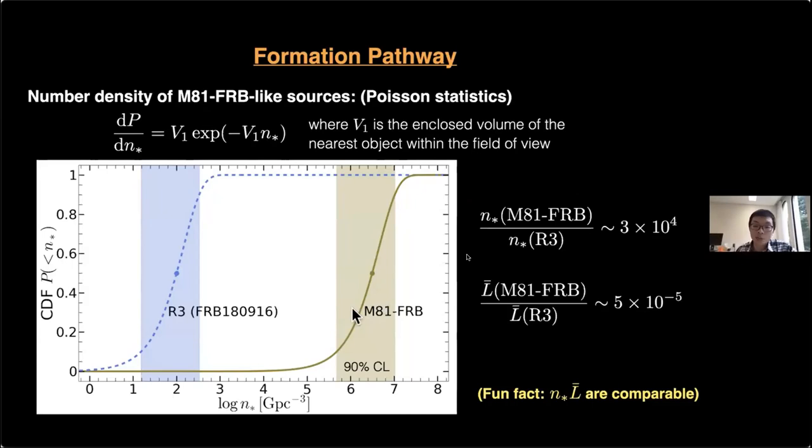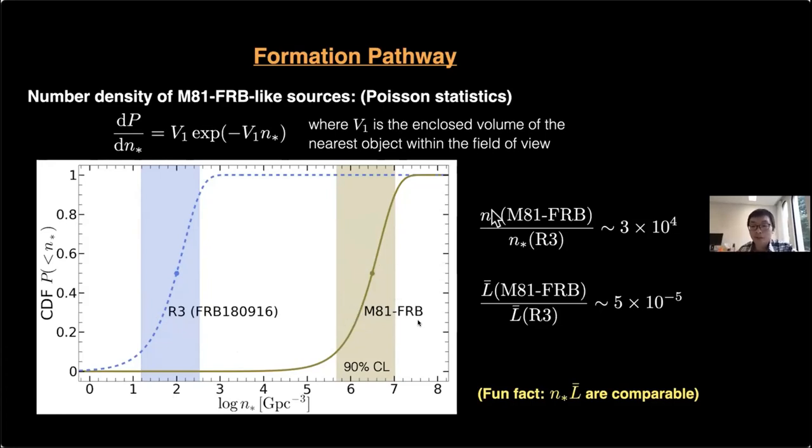Here's M81 FRB. For comparison, I'm also showing R3, which is one of the most active sources on the sky. This is at a much larger distance of 150 megaparsecs. This one is about 4 megaparsecs. And so you can see that these sources are quite abundant in the universe. Roughly speaking, there is one per Milky Way-like galaxy.